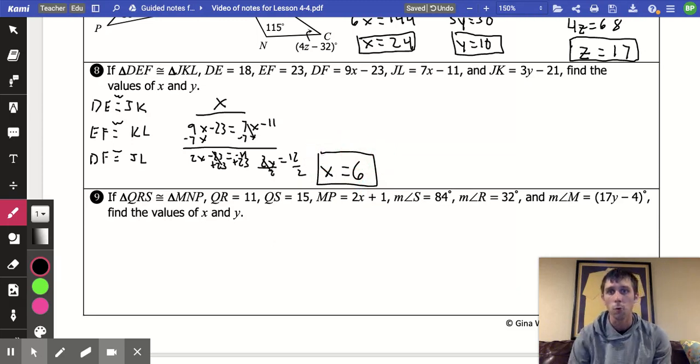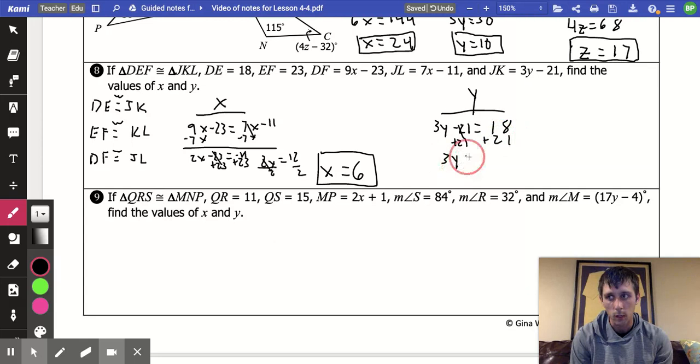Now we're going to have to solve for y. And y is in which one? JK. What one was JK equal to? So JK, so 3y minus 21 is equal to what? JK was equal to DE. DE is equal to 18. So add 21. 3y equals 39. Divide by 3. y equals 13. And there are your two answers. All right.